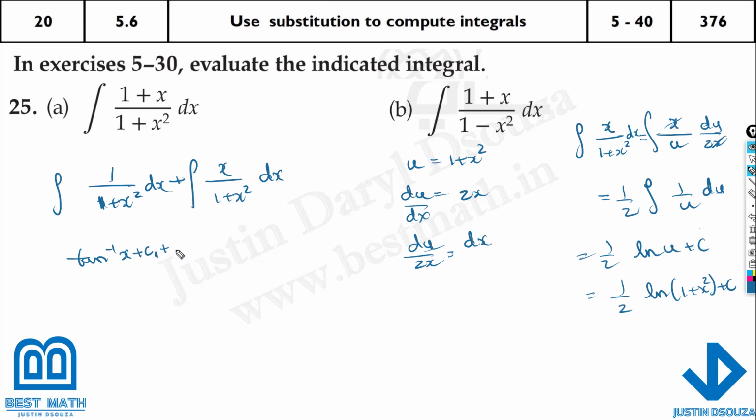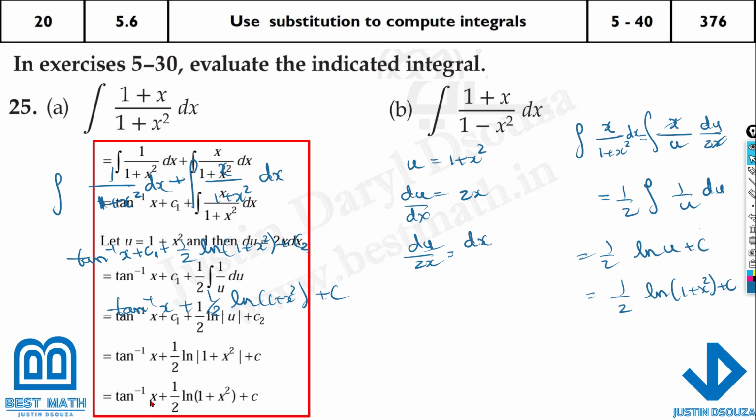So let's substitute back the answer here. Because we already have c1, we'll consider that to be c2. It's half natural logarithm of 1 plus x squared plus c2. Or we can write this together as tan inverse x plus half natural logarithm of 1 plus x squared plus c. That's it, because both are just constants, right? You can add those two numbers and that'll be just another number. That should be the final answer: tan inverse x plus half natural logarithm 1 plus x squared plus c.